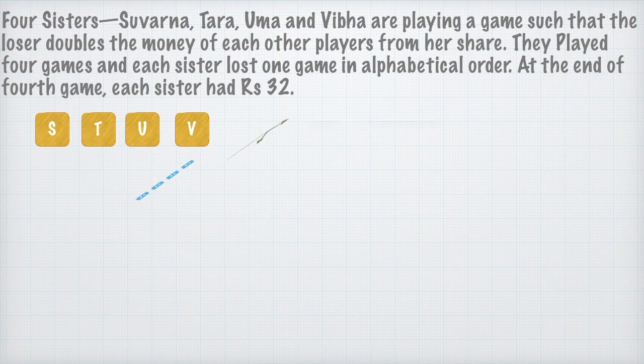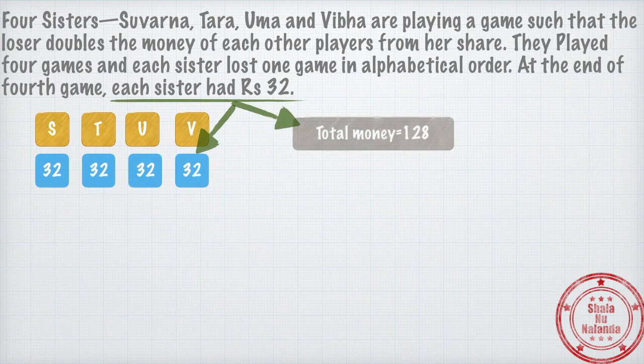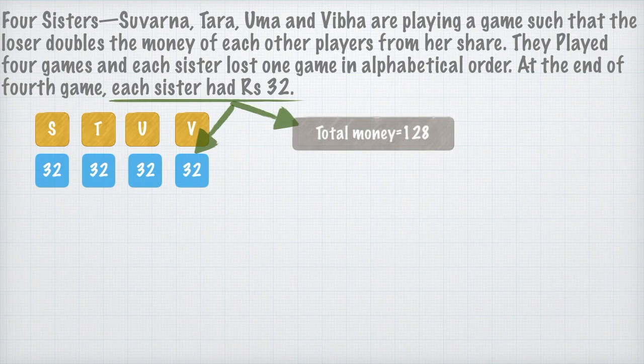And I can also deduce total money is 128. Now this information wasn't given there, but it is almost like straight away hidden there. Each sister had 32. There are 4 sisters. That means that total money is 32 into 4. That is 128, right? So this is one kind of idea that will play out over and over again in such DI LR questions. The information is there, but it is not explicitly stated. You have to deduce it. So the total money is 128, right?